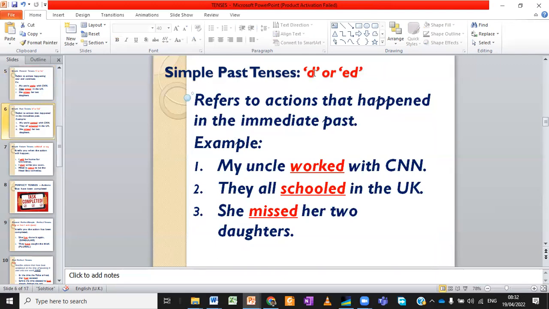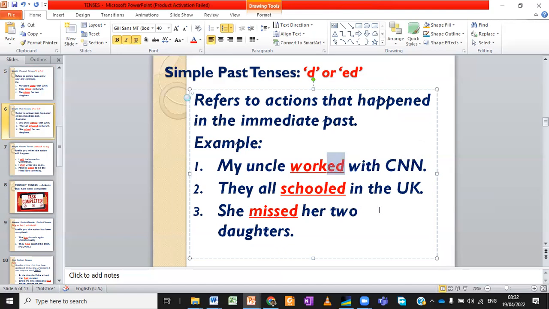Simple past tenses, you find D or ED attached, and it refers to actions that happened in the immediate past. That means it just happened. My uncle worked with CNN. That means your uncle was working with CNN before and is no longer with CNN, right?